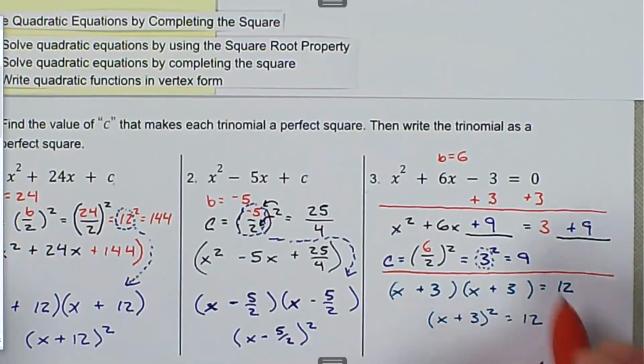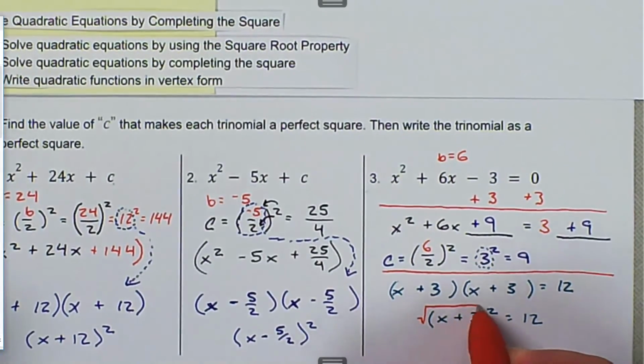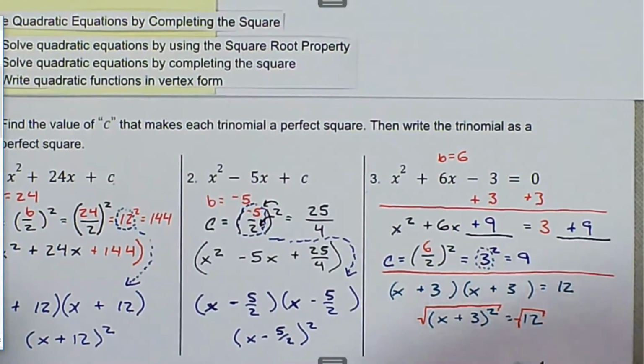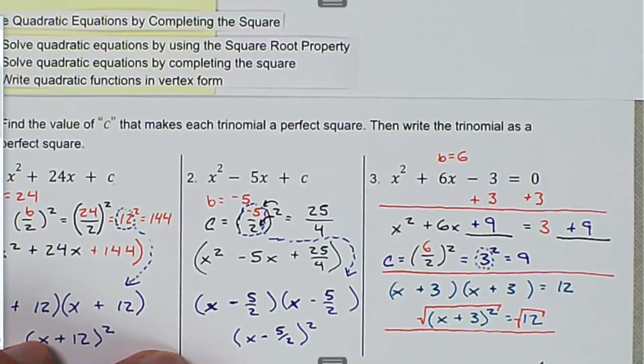In order to get rid of the squared term, we need to take the square root of both sides of the equation. And then we get x plus 3 is equal to, now we took the square root in solving, so this has to be plus or minus the square root of 12. At this point, we're not going to reduce this. We're just going to leave it. We're not going to get it to a decimal. We want to leave it as an exact answer.